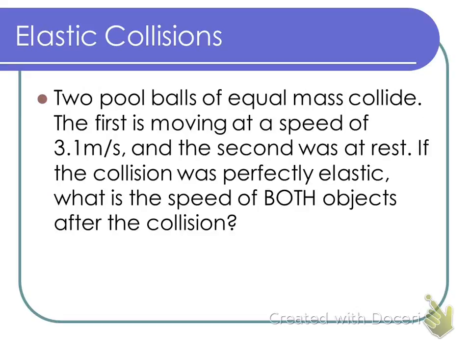All right, two pool balls of equal mass collide. The first ball is moving at a speed of 3.1, the second's at rest. If the collision is perfectly elastic, what's the speed of both objects after the collision? So there's a couple ways we can do this. The first of which is to put it in the equation. We talked a little bit earlier about what would happen in a perfectly elastic collision, but I'm going to show you the math to prove it.